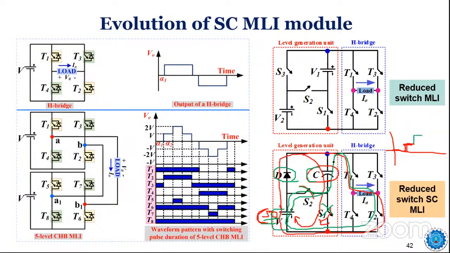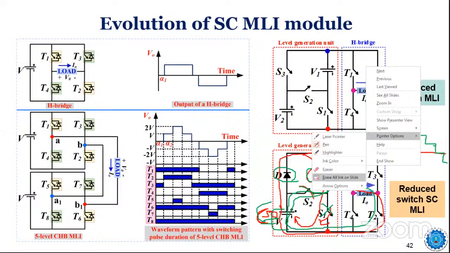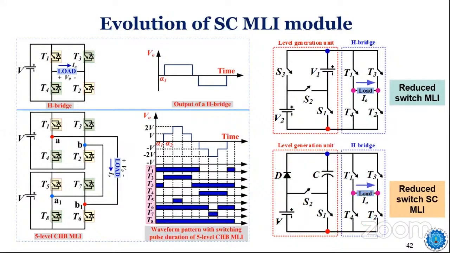So the output is now 5 level, 100 volt I have got. See the interesting feature I will highlight here. I have taken only one source of 50 volt, but I have got the output of 100 volt, twice the boosting.